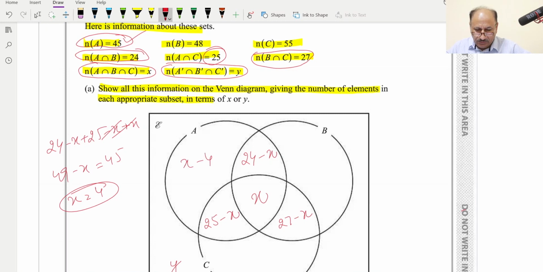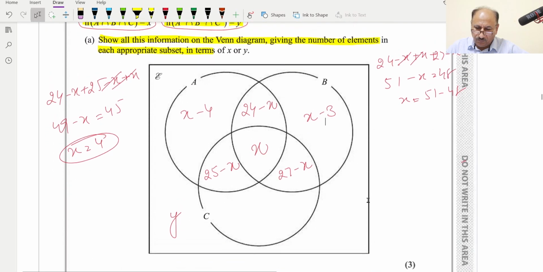And similarly, for B, if we add 24 minus X plus X plus 27 minus X, the Xs will cancel, and this will be 51, and 51 minus X is equal to 48, as B is given as 48. So X is equal to 51 minus 48, which is equal to 3. So this region will be X minus 3.